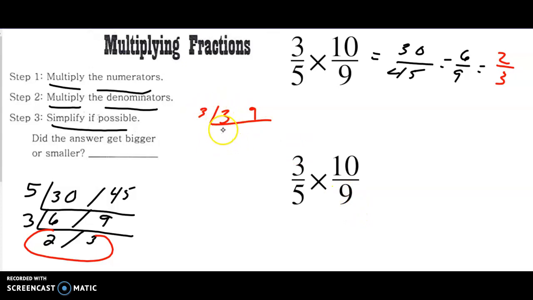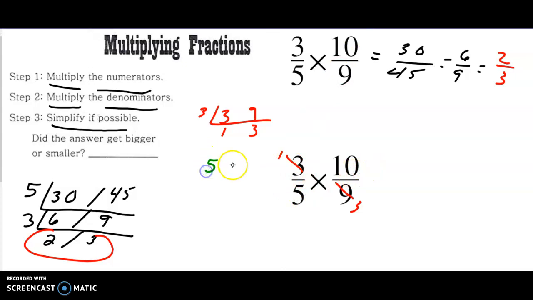What's 3 divided by 3? 1. And what's 9 divided by 3? 3. So what does the 3 become when I pull out a factor of 3? The 3 becomes a 1. And what does the 9 become? A 3. All right, now let's look at the 5 and 10.